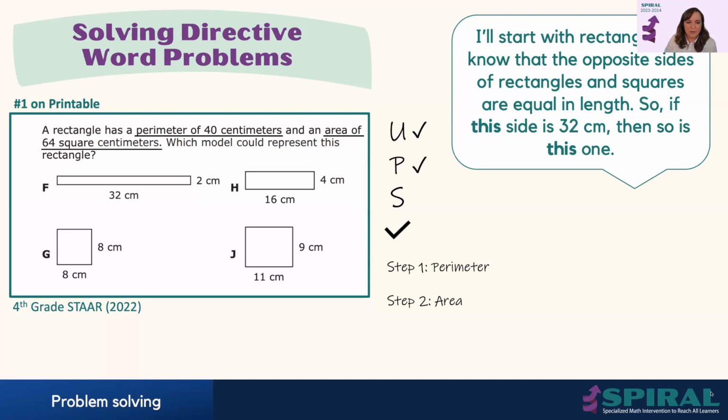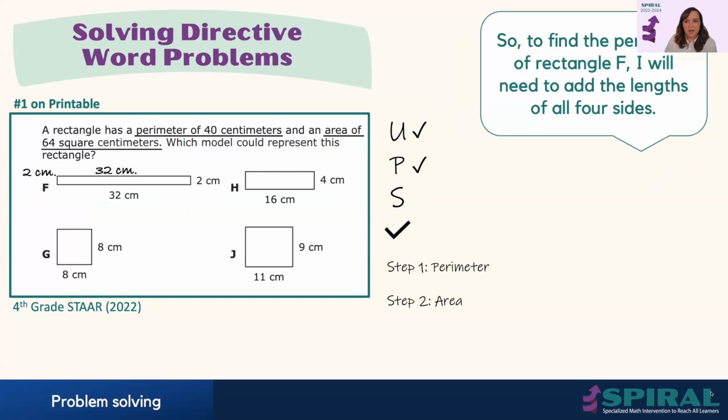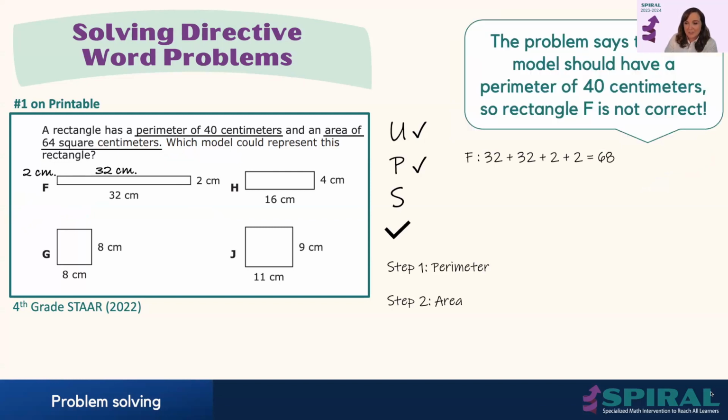Well, I know if the length of the rectangle is 32 centimeters there, then this is also 32 centimeters. And if I know there that this width is 2 centimeters, then this width is 2 centimeters. So what I can do to figure out the perimeter for problem F is add all of the sides. That means I would add 32 plus 32 plus 2 plus 2. That equals 68 centimeters. 68 centimeters is not 40 centimeters.